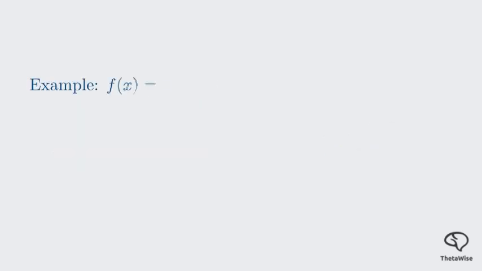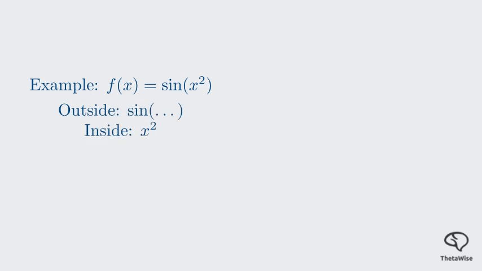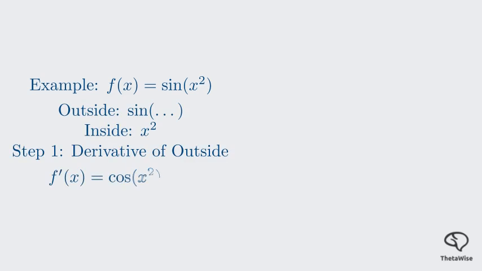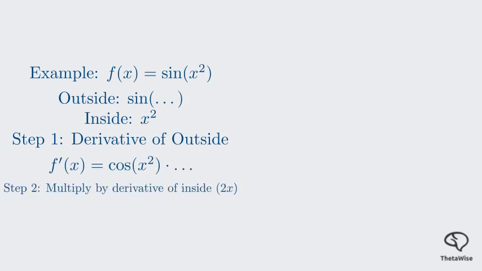Let's see how this works with the chain rule. Consider the function f of x equals sine of x squared. Here, sine is the outside and x squared is the inside. The derivative of the outside sine is cosine. We keep the inside the same. Now, multiply by the derivative of the inside.